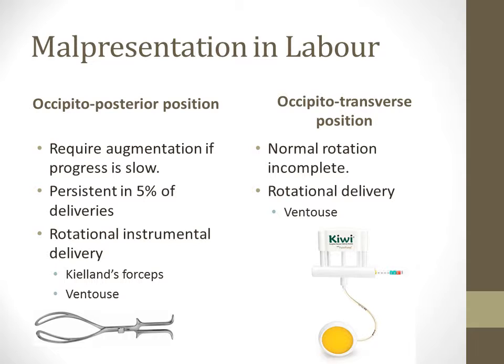Persistent OT occurs when normal rotation is incomplete, usually as a result of poor powers, and is only considered significant after a prolonged active second stage. Rotation with traction is usually indicated and can be achieved with the Ventouse.